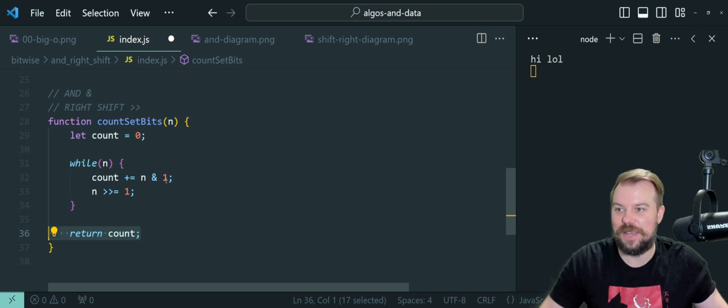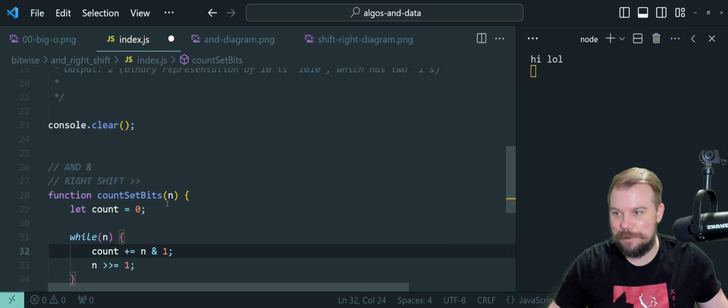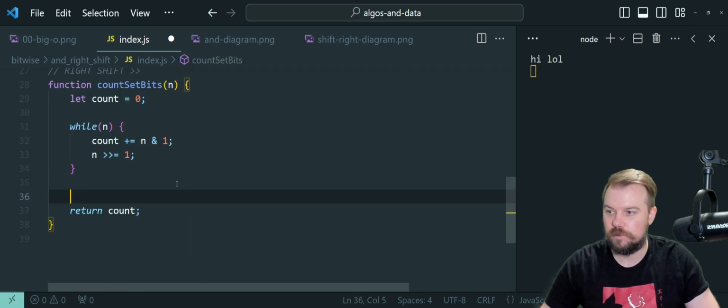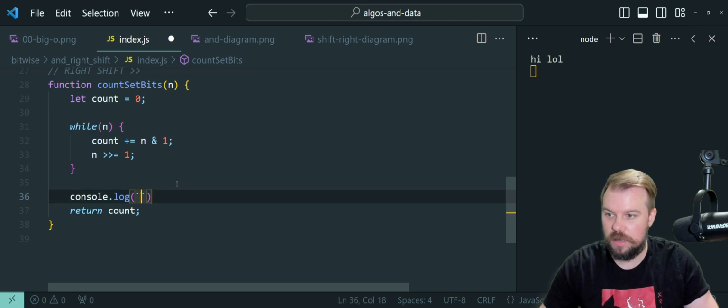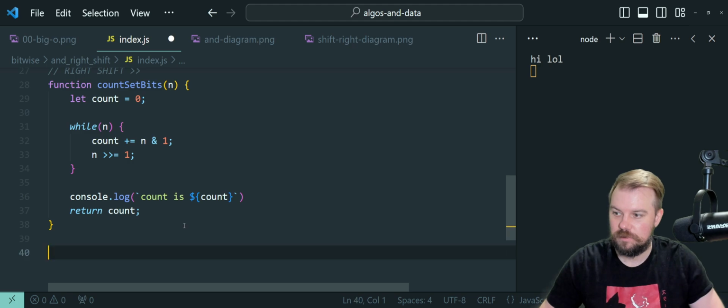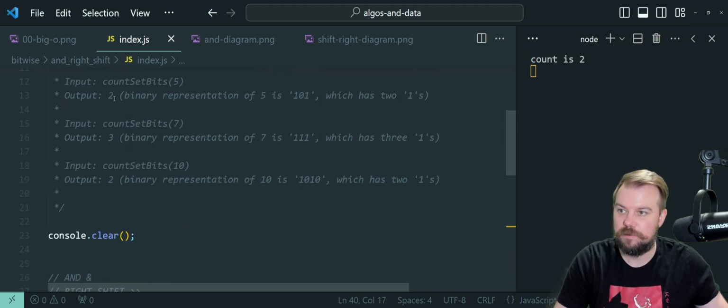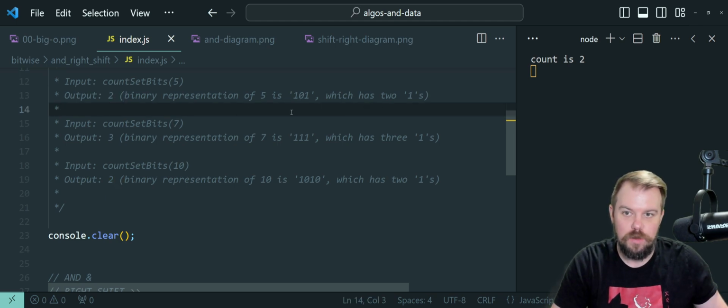So once again, it's like, yo, what? How is that possible? Let's see if it works. Let's count set bits of 5. Console log. Count is count. Invoke it. Count is 2. Is that what we're expecting to see? Yes, the binary representation of 5 is 101, which has 2 ones, so it returns a count of 2 to us.